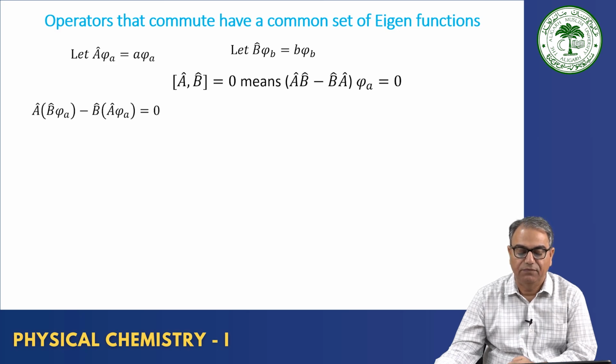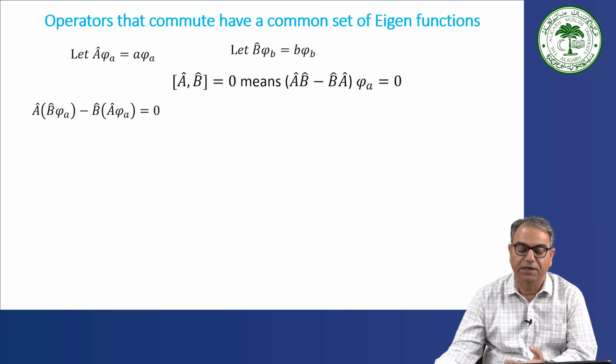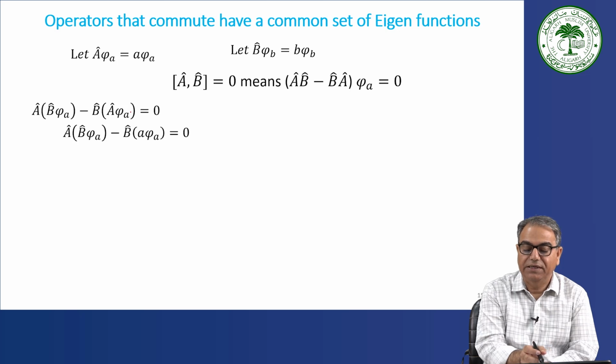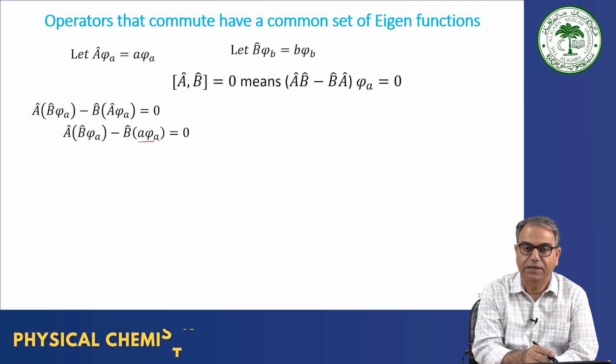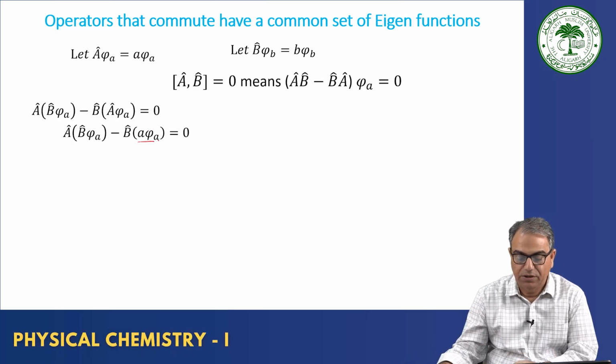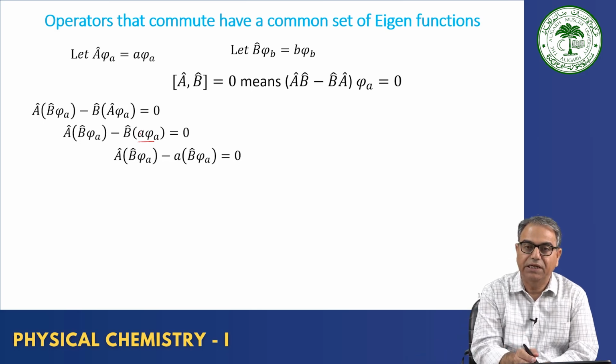So what does it mean? If you write this relationship and you operate in a sequential manner, then what does it give? AB phi A minus BA phi A, and the first operation will be with A on phi A. If you operate with A on phi A, this A phi A is already small a into phi A, from the first eigenvalue equation, you can write this. And so it's very simple. We can write this as, now this is a constant eigenvalue, so bring it this side and write B phi A.